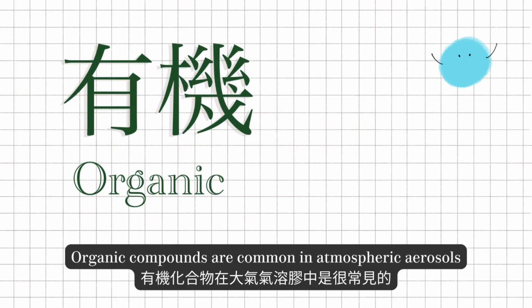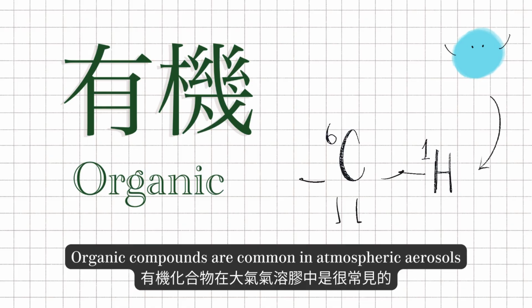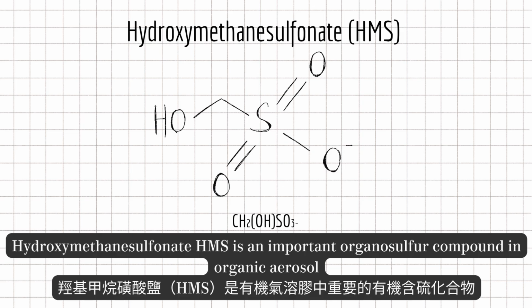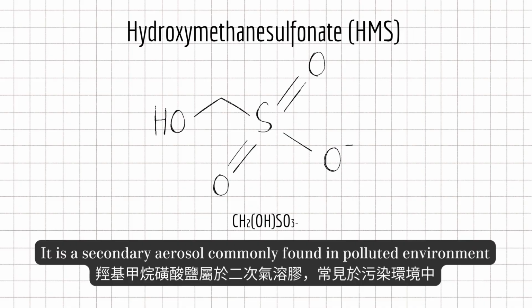Organic compounds are common in atmospheric aerosols. They play an important role in particulate matter and ambient air quality. Hydroxymethanesulfonate, HMS, is an important organosulfur compound in organic aerosol. It is a secondary aerosol commonly found in polluted environments.